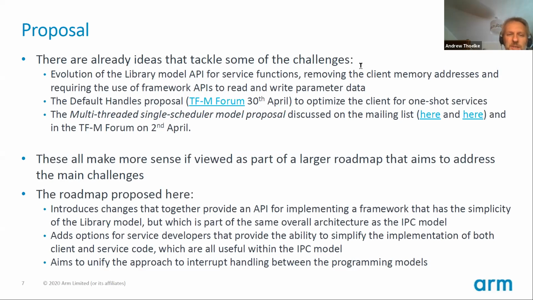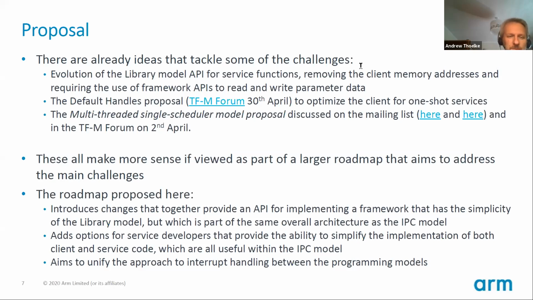And the comment I made last time is that these all make more sense if we can actually see a larger roadmap that aims to address all of the main challenges. So the roadmap we have here is introducing changes that, when you combine them, provide an API which says it's possible to implement a framework that is as simple as a library model, but actually looks like it's part of the same architecture as the IPC model. So it's a bit of a hybrid between the two, borrowing the API from the IPC model, but trying to achieve a very simple implementation if the conditions are right.